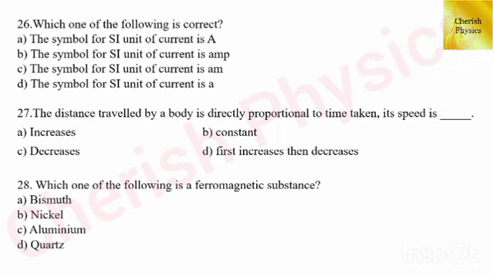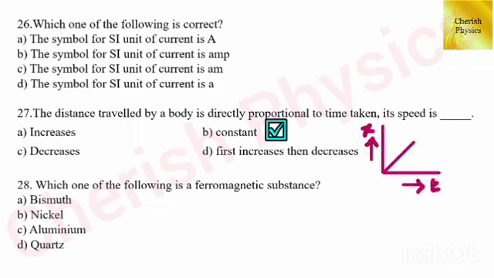26th question. Which one of the following is correct? Option A. The symbol for SI unit of current is capital A. 27th question. The distance travelled by a body is directly proportional to time taken. Its speed is dash. The answer is option B, constant. 28th question. Which one of the following is a ferromagnetic substance? The answer is option B, nickel.